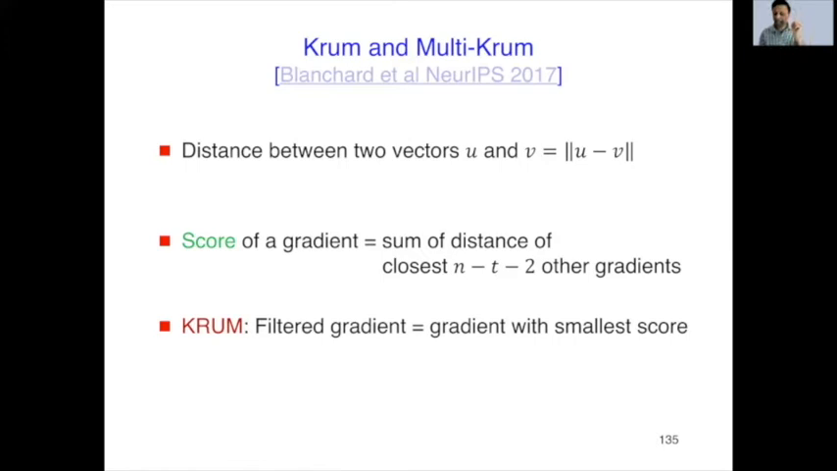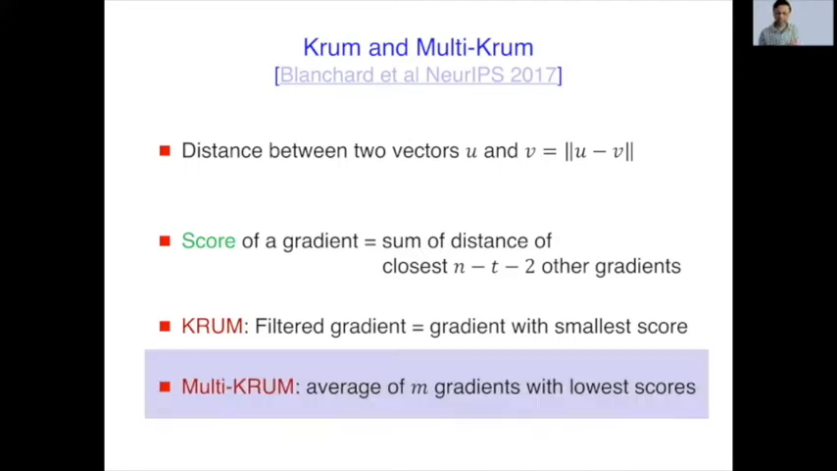But it only picks one gradient. And if you only pick one gradient, that may have high variance. In fact, this filter is applied for stochastic gradients. So if the output consists of just one gradient, it may have high variance. To reduce the variance, one can use multiple such gradients. So that's the multi-crumb variation, where there is a parameter m. Instead of choosing just the one gradient with the smallest score, we now pick m gradients with the lowest scores, aggregate or average them, and use that as the output of this filter.